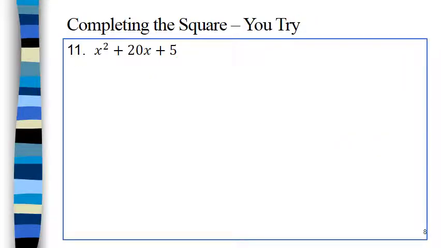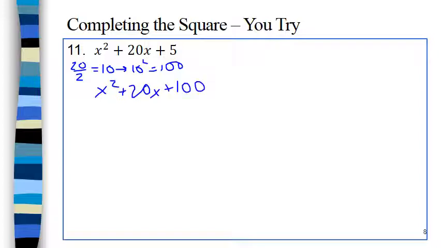Okay, so let's go ahead and try completing this square. We're going to do the same thing. We know 20 divided by 2 is 10, and 10 squared is 100. So we know we want x squared plus 20x plus 100. But now we run into a problem because we can't split 5 into 100 and something else. So we need a different strategy.